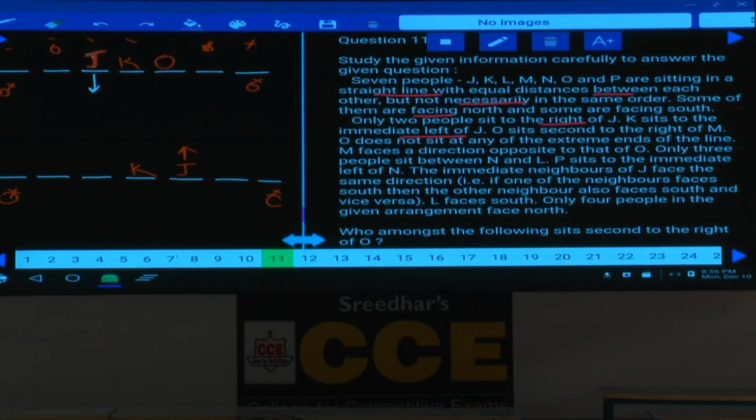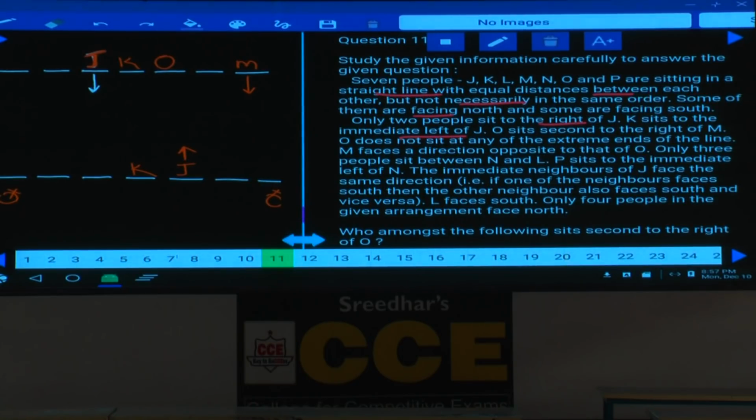O must be here. If O is here, then M must be here. And O sits second to the right of M. Tell me what is the position of this M here? M must face towards south. Then only O sits second to the right of M will be valid. Clear now? O sits second to the right of M, this M is facing towards south.